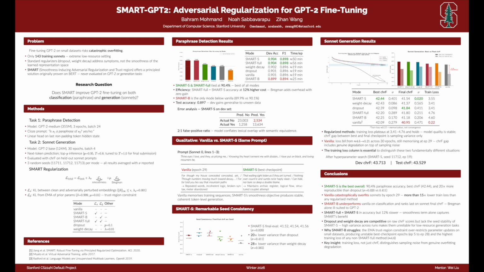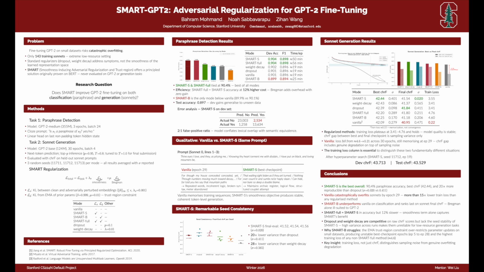So we're trying to fine-tune large language models on a small data set, which is risky, and you can overfit severely. This is especially the case for our generation task, where we only have 143 training sonnets. Standard regularizers like dropout and weight decay help, but they don't directly address the smoothness of the learned representation space. So we're using SMART, which addresses this with two components.